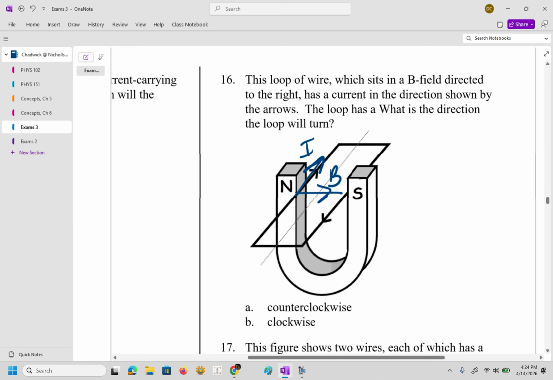So I use my right-hand rule. I is in that direction, B is to the right. So the force on that side of the wire is going to be in the downward direction, that's the force. On the opposite side, the current is just going in the opposite direction, so the force on that one is up. If you think about a steering wheel, one side's going down, the other side's going up. That is a counterclockwise motion, at least at this point. Once it flips over halfway, it starts going clockwise. But at this point, it's counterclockwise.